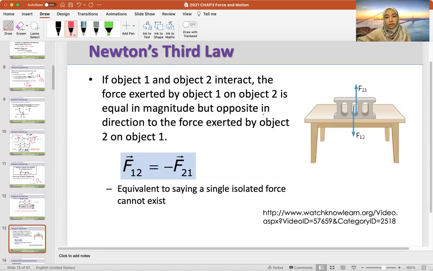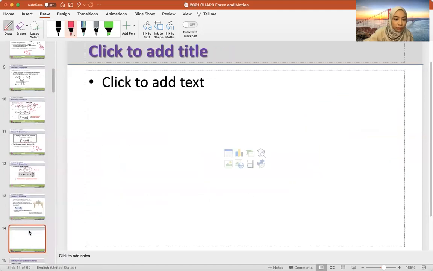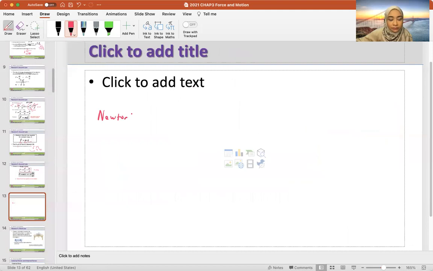Okay, so Newton's third law. Let me do a recap first. I think I talked a lot, so we do a recap first, in case everyone is becoming lost. We talked about Newton's first law. Can anyone tell me what that was? Anyone summarize, what did you get from Newton's first law?